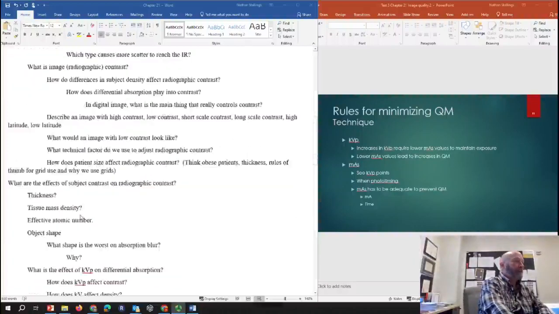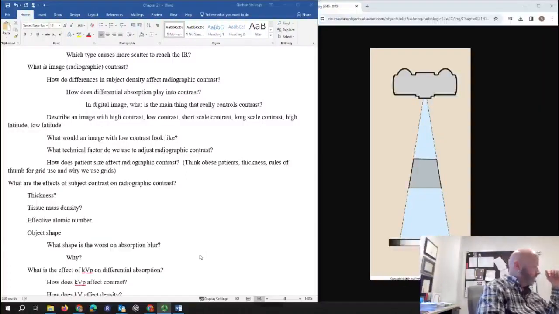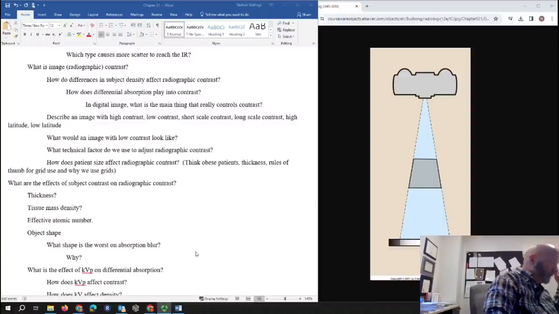I think we've done that to death. Thickness, again, hypersthenic, tissue mass density, effective atomic number. We've talked about all that. I don't know that it's really drawn out well or illustrated well on page 289: absorption blur.